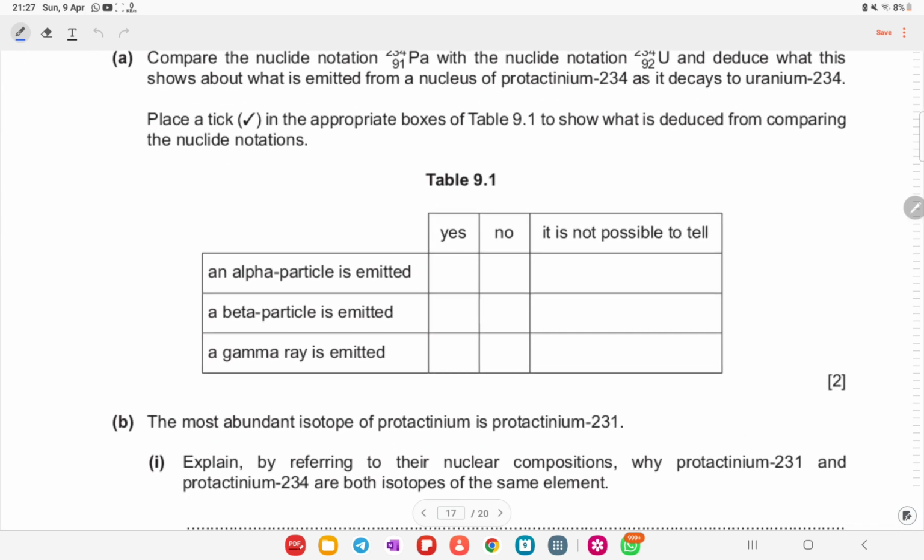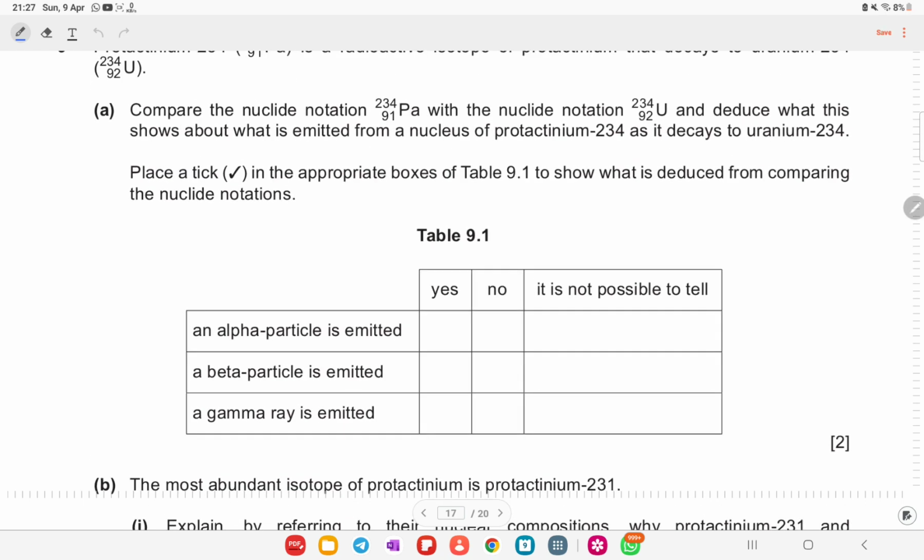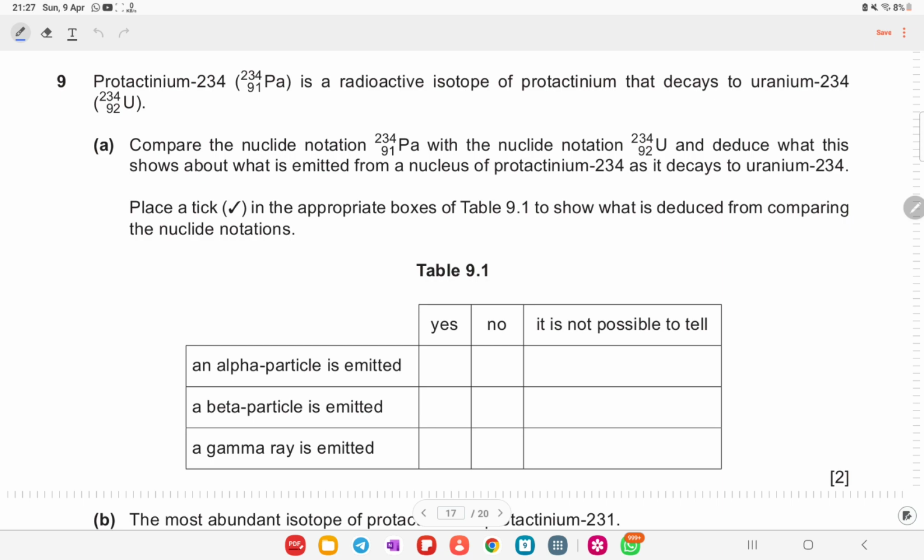Place a tick in the appropriate box to show what is going to happen. Okay, so what is going to happen is an alpha particle is emitted. Now you see over here this number is 91 and over here this number is 92. So basically this has increased by 1, and in the alpha particle it's not like this.